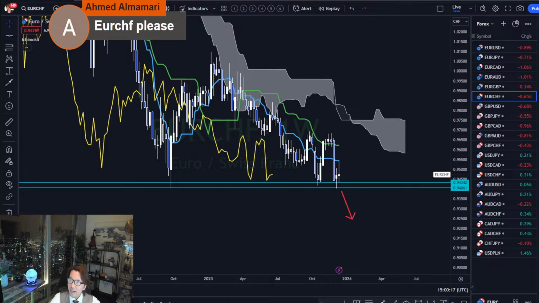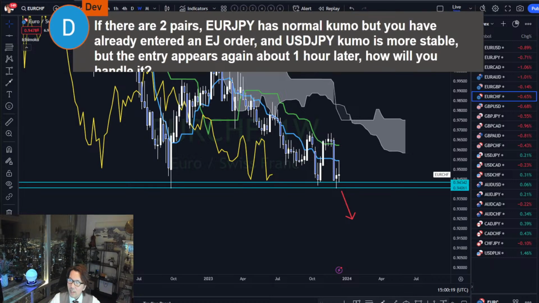Okay, yeah. Dev says, if there are 2 pairs, Euro JPY has a normal Kumo, but you have already entered a Euro JPY order, and USD JPY Kumo is more stable, but the entry appears again about 1 hour later. How would you handle it?